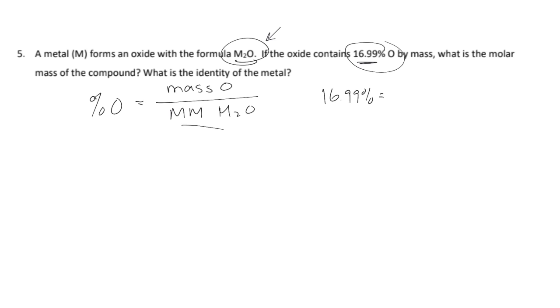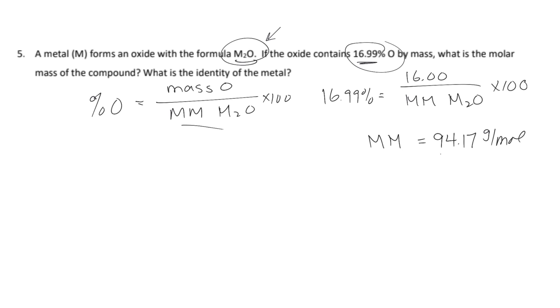16.99% is going to be the mass of oxygen. I only have one oxygen, so 16 goes on the top. The molar mass of M2O goes on the bottom. Multiply by 100. I forgot that part over here. And now I need to solve for the molar mass of M2O. And that's just algebra. You can look at the answer key for how to do that. And my molar mass of M2O is going to be 94.17 grams per mole. So that's the first part of the problem.